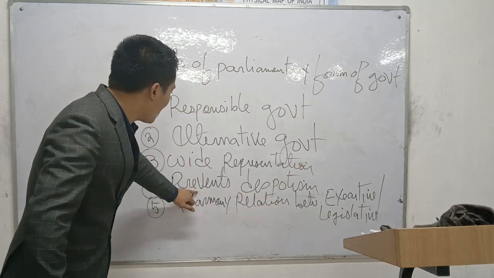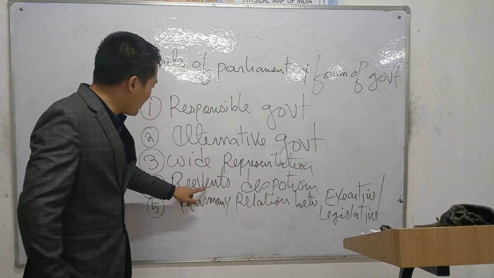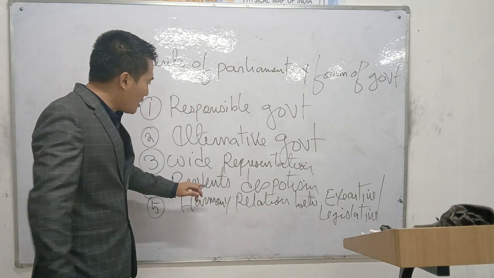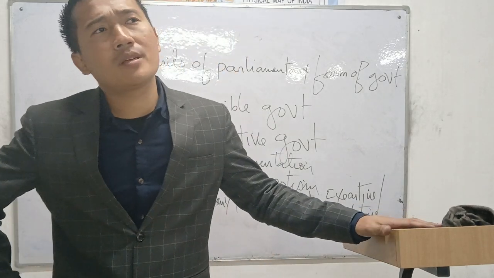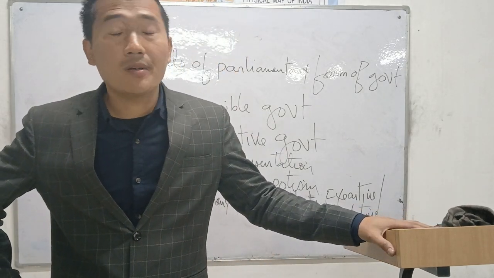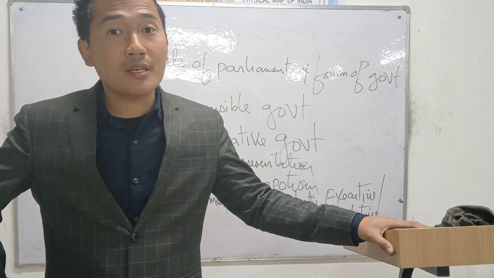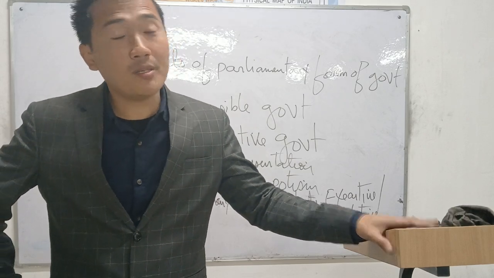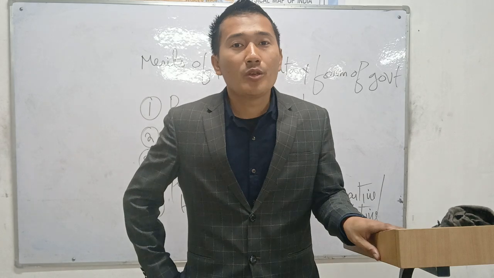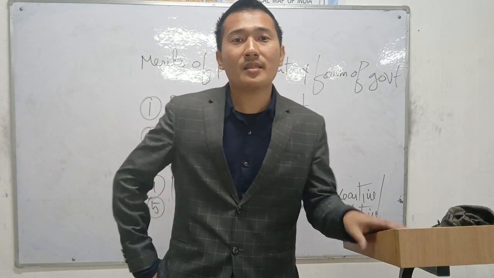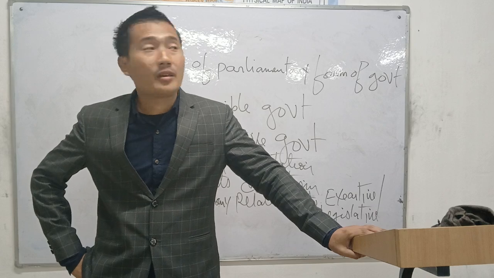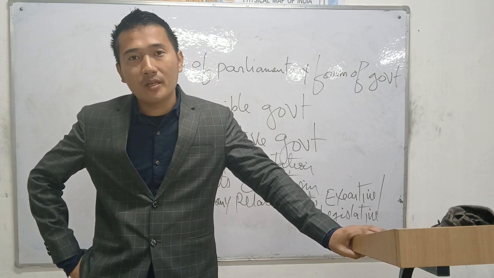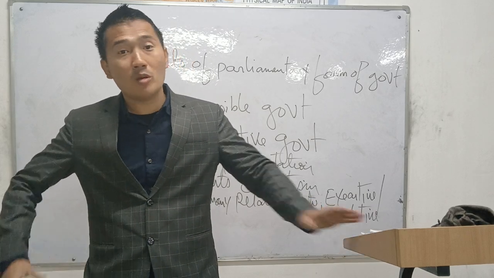Next is prevents despotism. What is this, prevents despotism? If you go to America or some African country, the kings and the president, the American president is too powerful because he's not responsible to the people. You cannot remove the American president just like in the Parliament of India. The American president is like a king. And if you go to some African country, the kings and queens are too powerful. They are not responsible to the people.